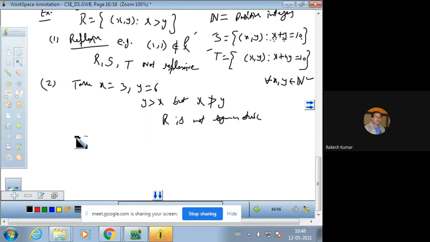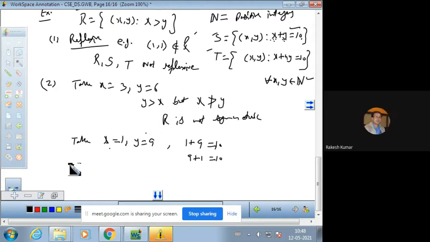This is the meaning of what we are saying. Suppose we take, in case of S, x is equal to 1 and y is equal to 9. So 1 plus 9 is also 10 and 9 plus 1 is also 10. And this is one pair of elements x, y. If you take 2 and 8, then also it is okay. If you take 9 and 1, then also it is okay. If you take 7 and 3, then also it is okay.